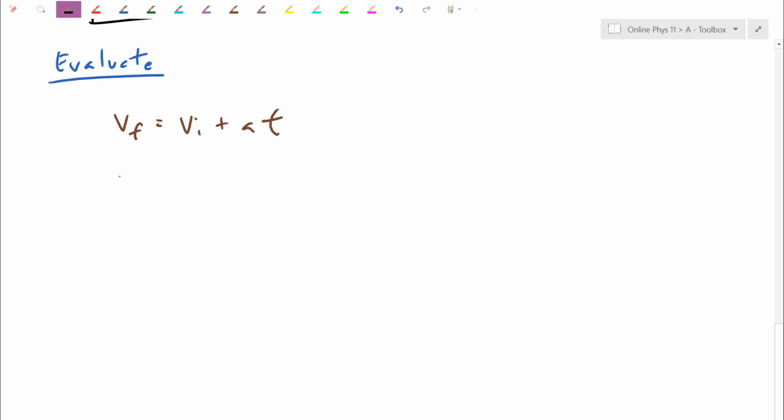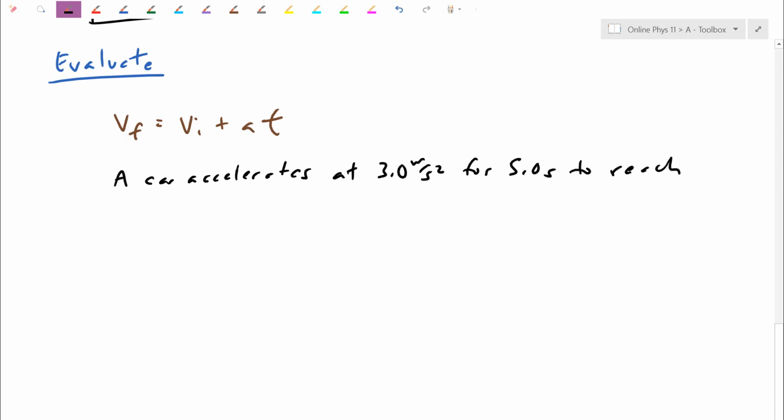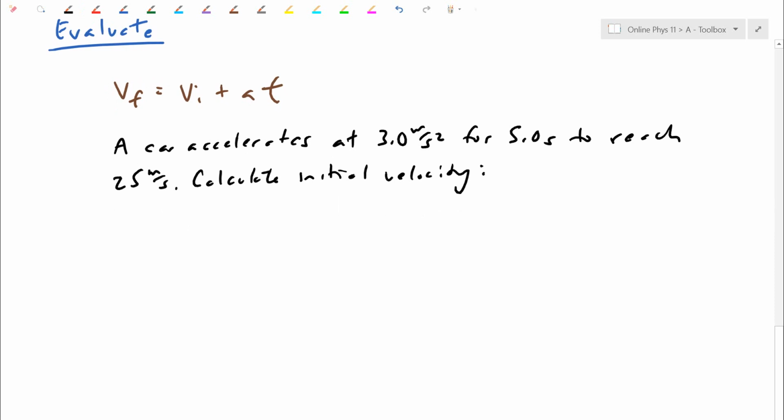So let me give you a sample word problem here. A car accelerates at 3.0 meters per second squared for 5 seconds to reach 25 meters per second. I want you to calculate the initial velocity. Right. So there's a sample of a word problem here.